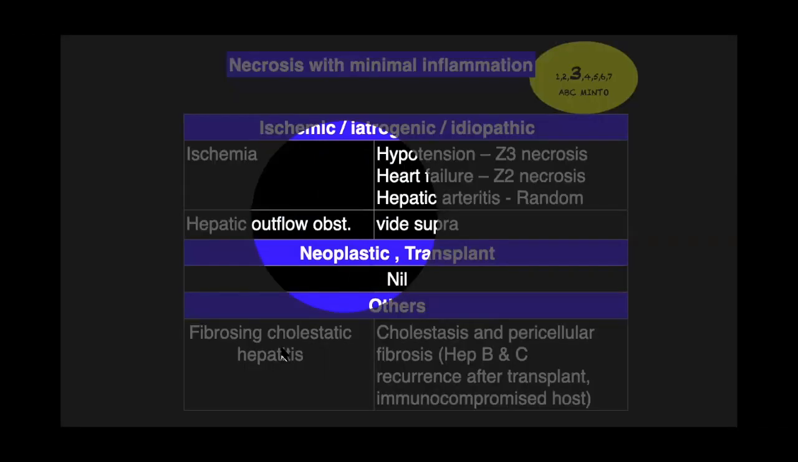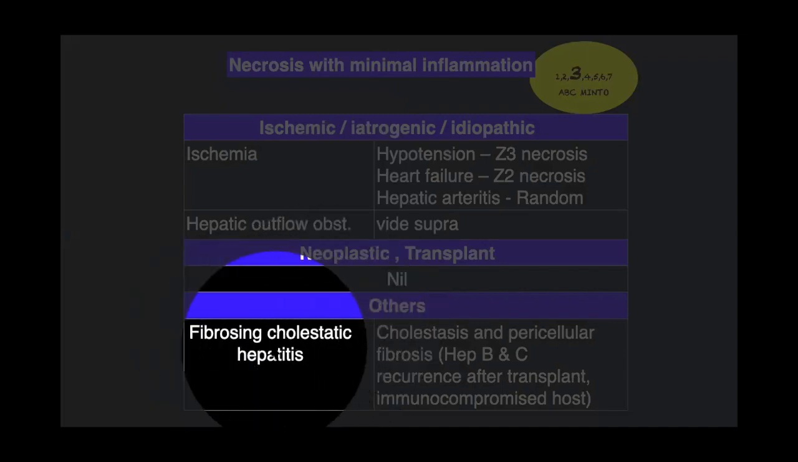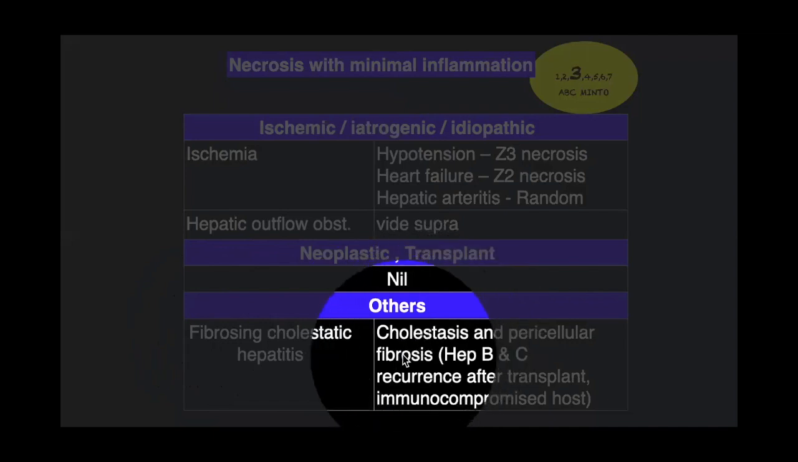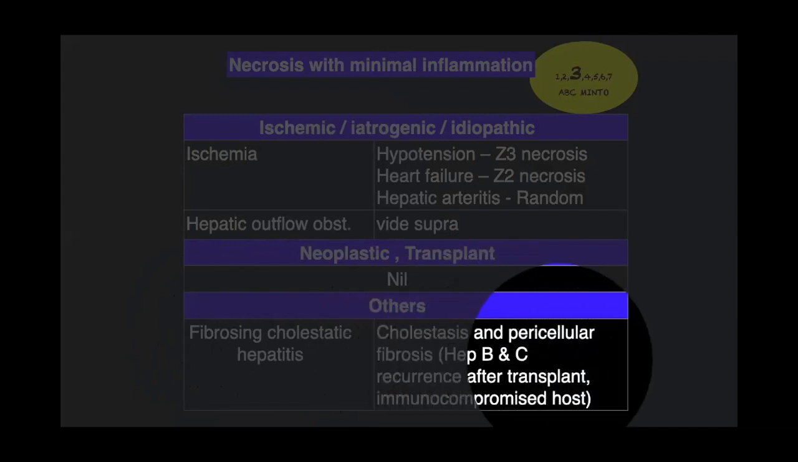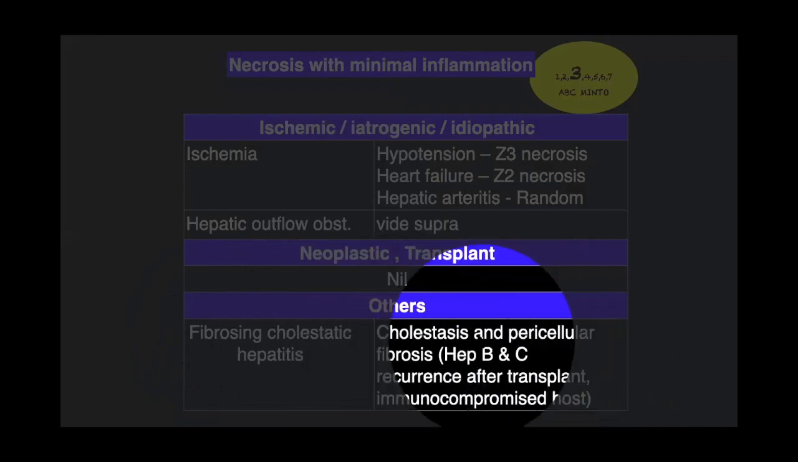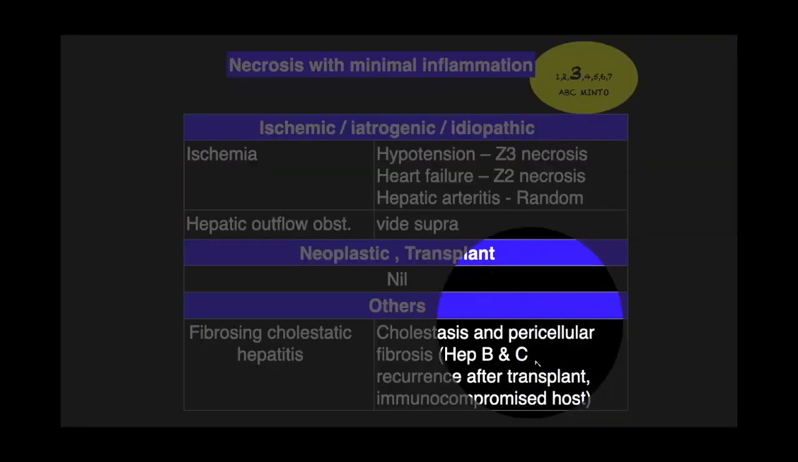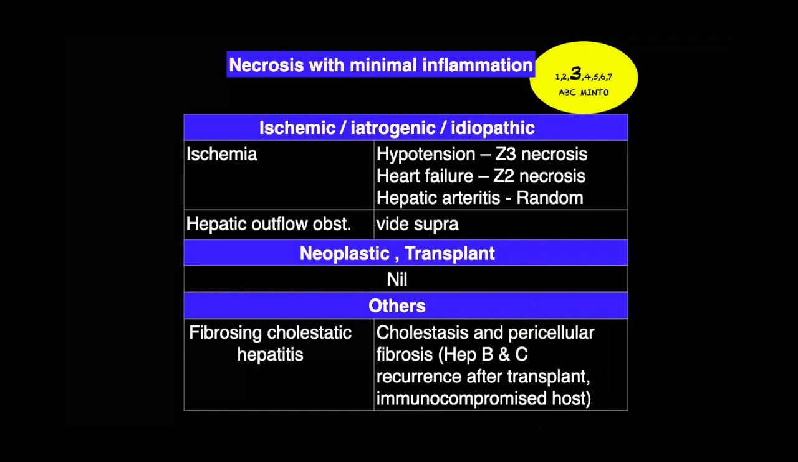And there is a special condition called fibrosing cholestatic hepatitis that causes massive necrosis with minimal inflammation. It will show cholestasis and pericellular fibrosis. Especially this is seen in hepatitis B and C recurrence after the transplant in an immunocompromised host. When you see extensive fibrosis and cholestasis with a history of transplant, please think of recurrence of hepatitis B and hepatitis C.